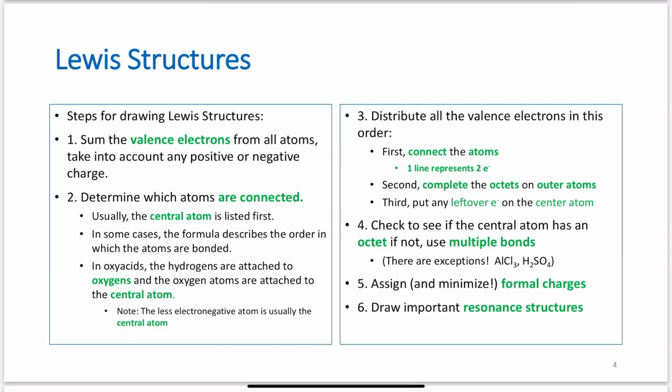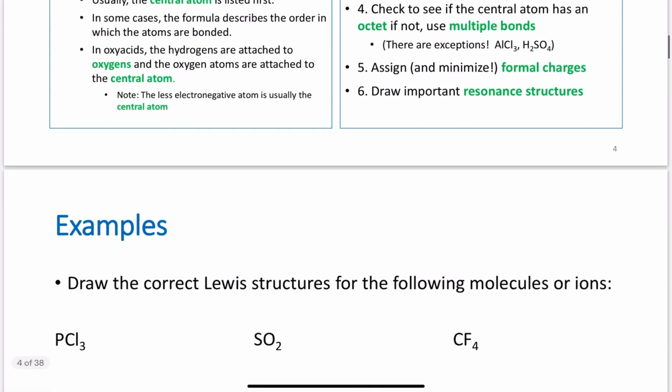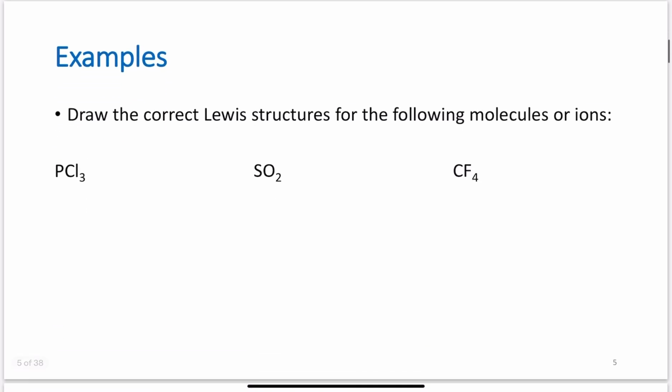Again, there are exceptions, and we're going to see some of those very intentionally in the first few examples we do. You're going to assign and minimize formal charge. We will talk about formal charge in another module. And then you're going to draw resonance structures as needed. Again, we will talk about that as well. So let's do some examples here.